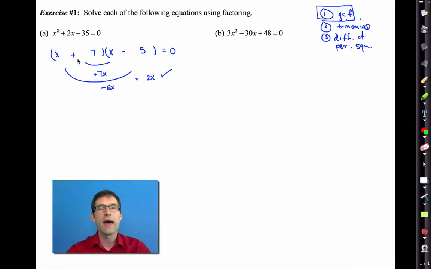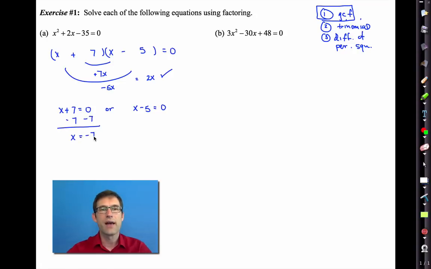But now we've got that factorization occurring. The product of x plus 7 and x minus 5 is equal to 0. So either x plus 7 is equal to 0 or x minus 5 is equal to 0. Make sure you have equations everywhere here. Don't lose the equals 0.